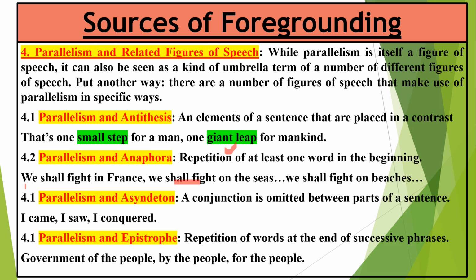Parallelism and asyndeton: I came, I saw, I conquered, in which we have omitted different parts of a sentence, or you could say conjunctions. Parallelism and epistrophe, in which we repeat the words at the end of the phrases, as in the most famous definition of democracy. So now you have found out that in some of our definitions, in the most famous quotes, in the most famous lines, we have used different sources of foregrounding.